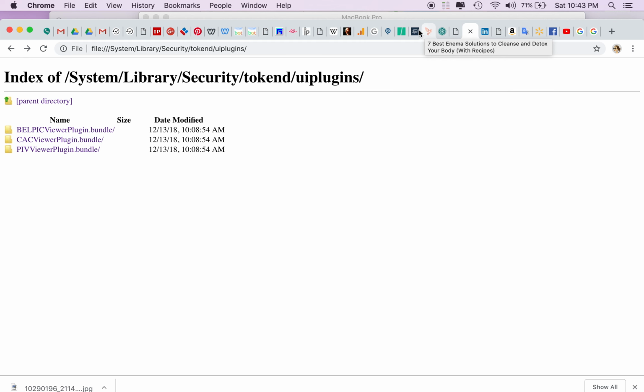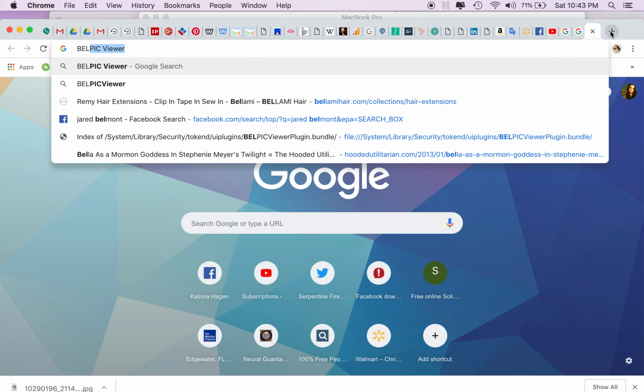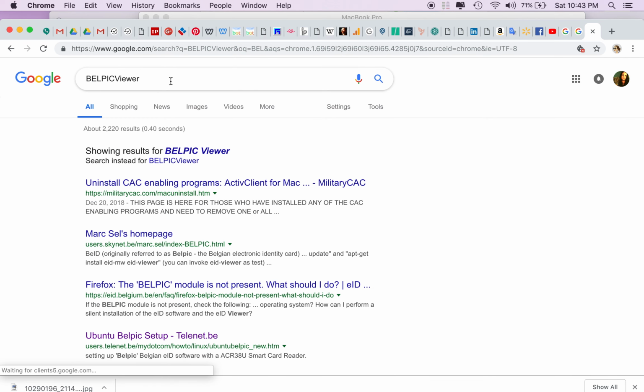Oh, come on. No, I can't find it. Oh no, please don't tell me I closed it. No. All right, this is not good. All right, let me go back into Google and type in Bell Pick Viewer. Okay.